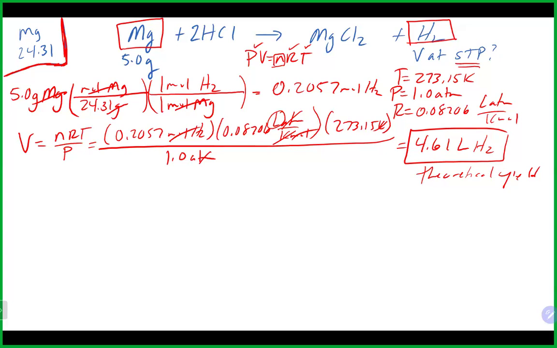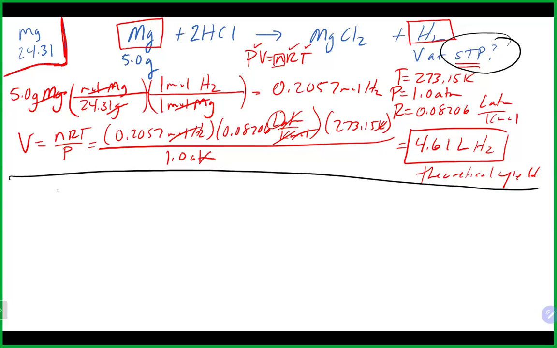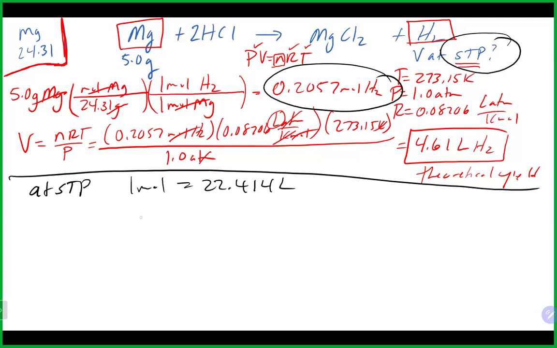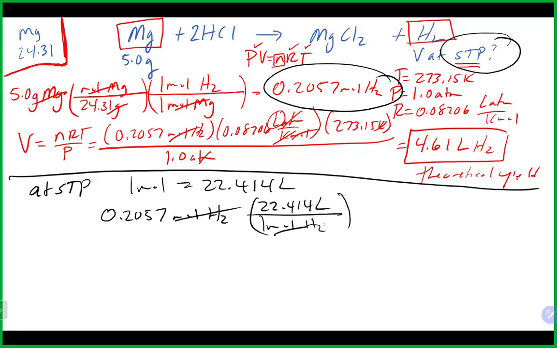The answer is yes, because I am at STP, and I know that at STP, as we talked about earlier, 1 mole of any gas equals 22.414 liters, which means I could have just taken this number, 0.2057 moles of H2, and used that conversion, 1 mole of H2 equals 22.414 liters. The moles would cancel. You'll get that number.